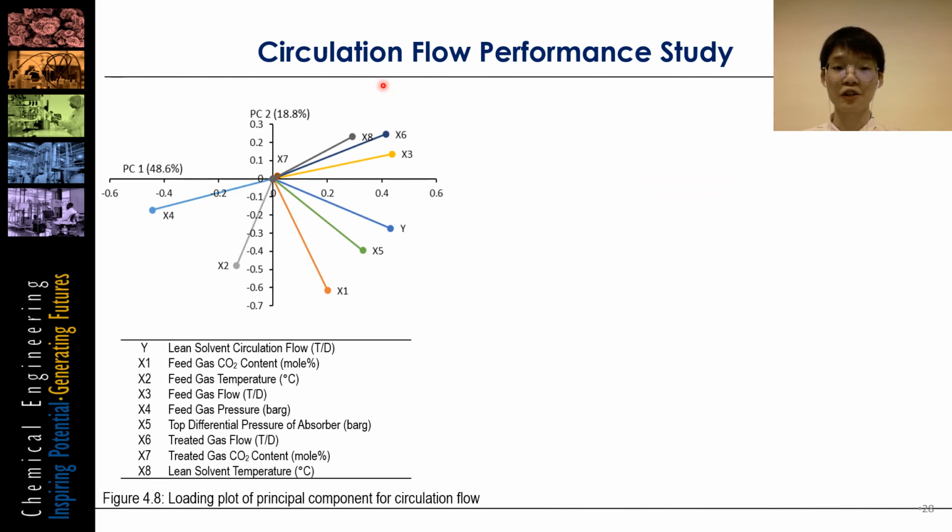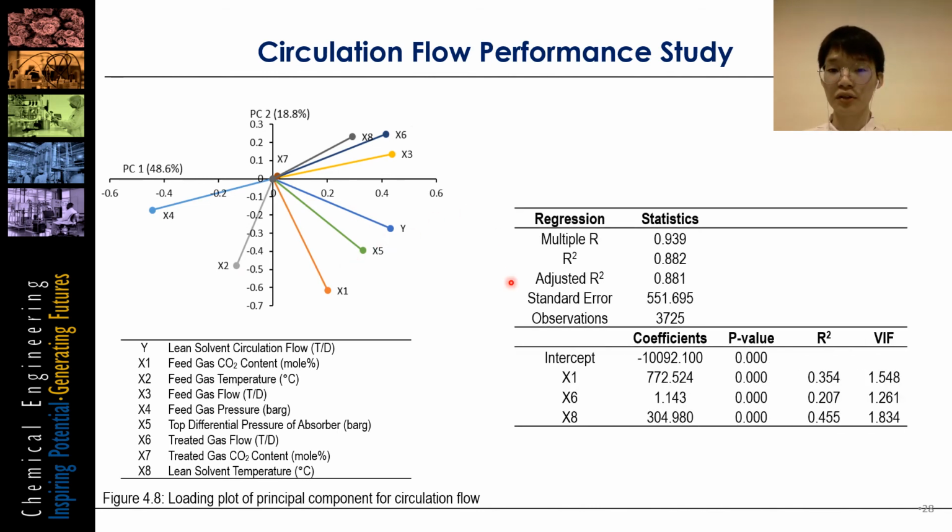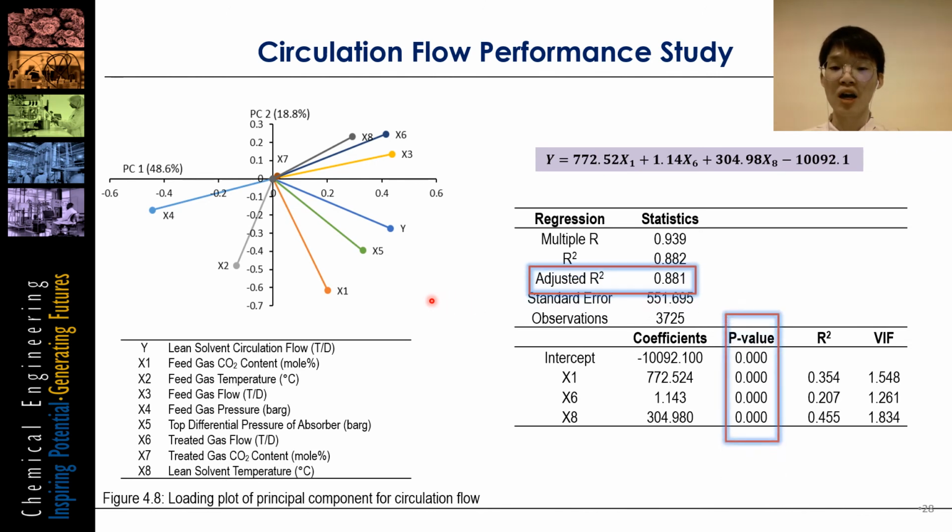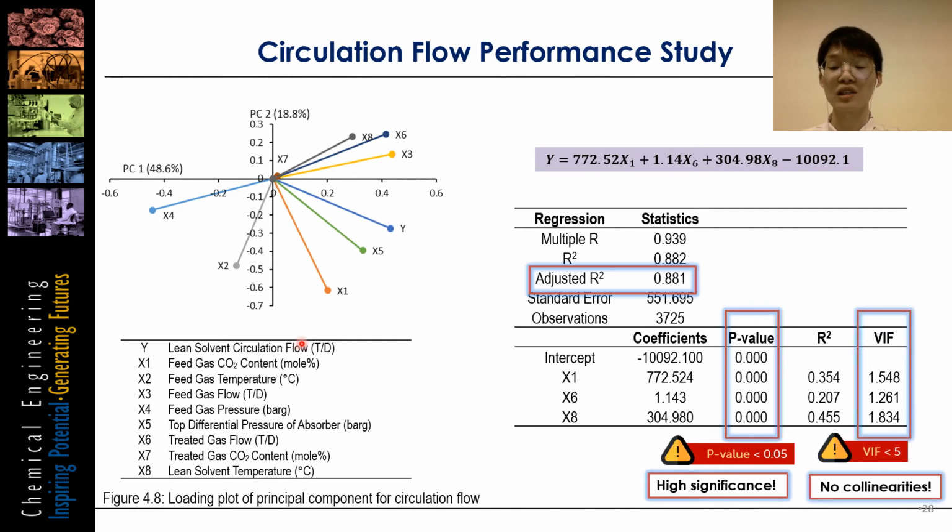Moving on, let us look into the circulation flow performance study. This is the loading plot of the principal components, and this is the result, with an adjusted R-square of 0.881 and with 3 variables only. The p-value is 0, which is less than 0.05, showing high significance of the variables on the lean solvent circulation, and the VIF, which is less than 5, shows no collinearities in building this model.